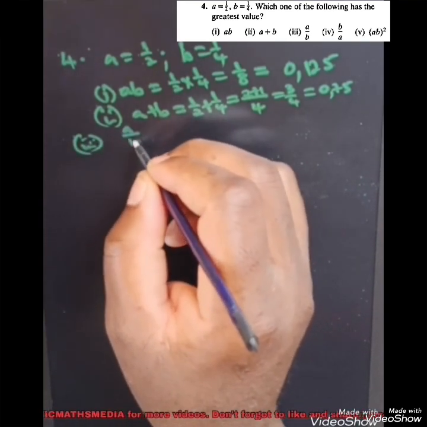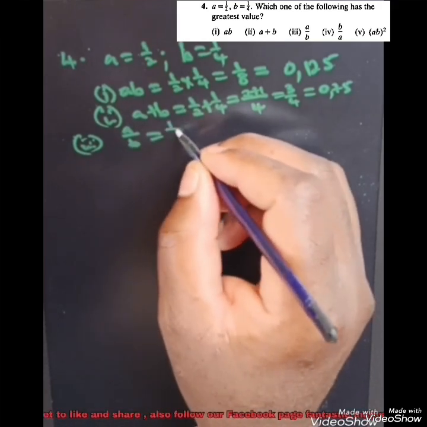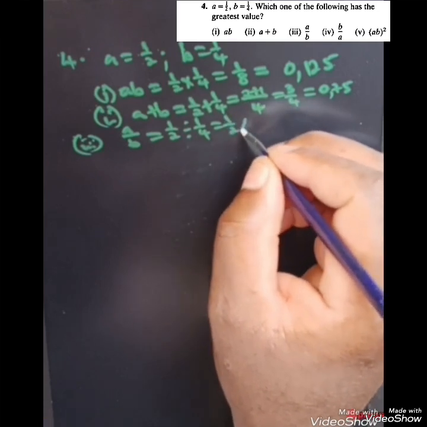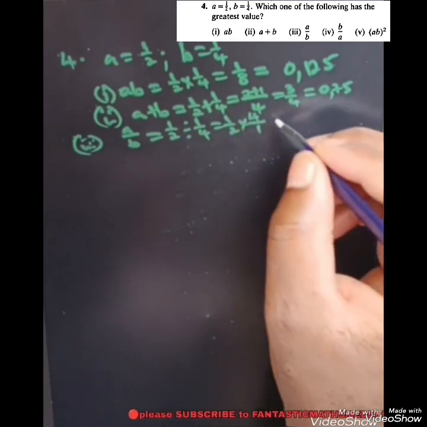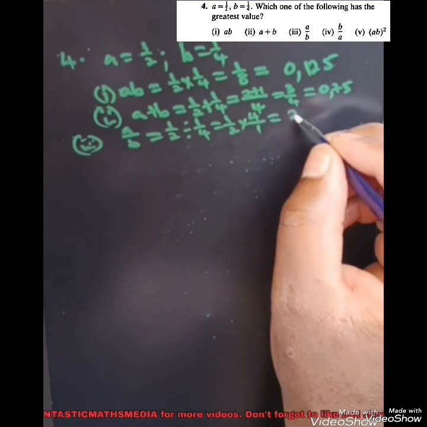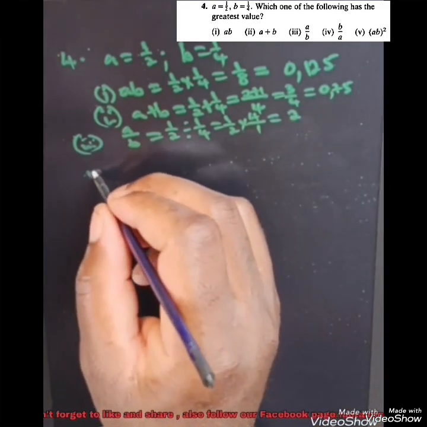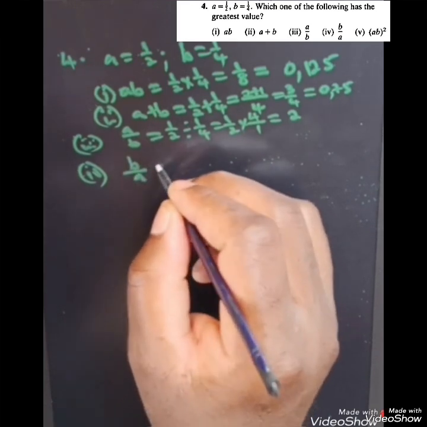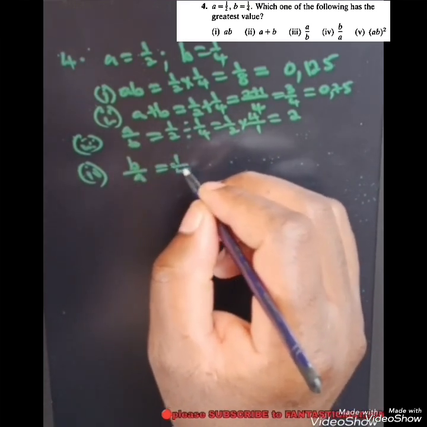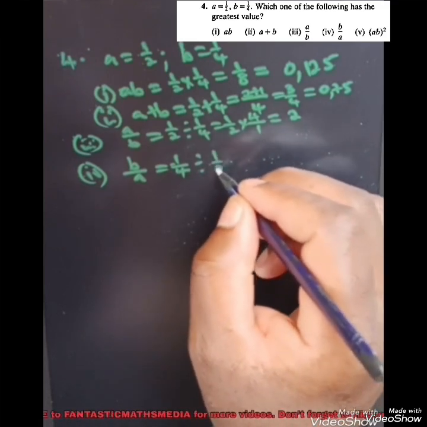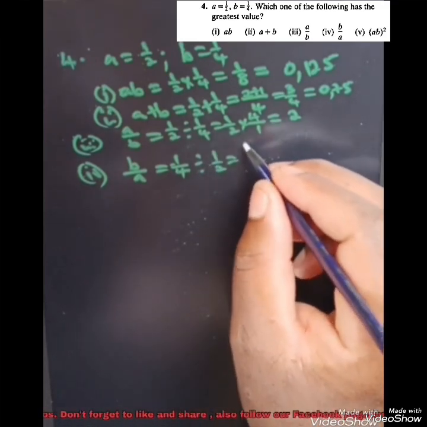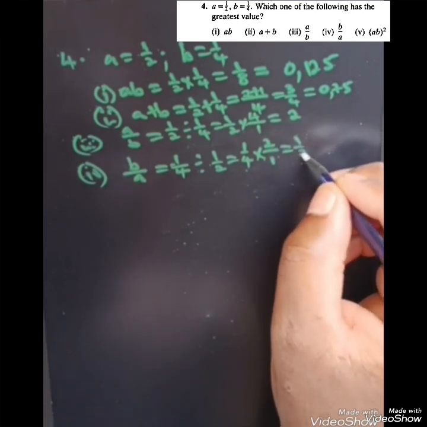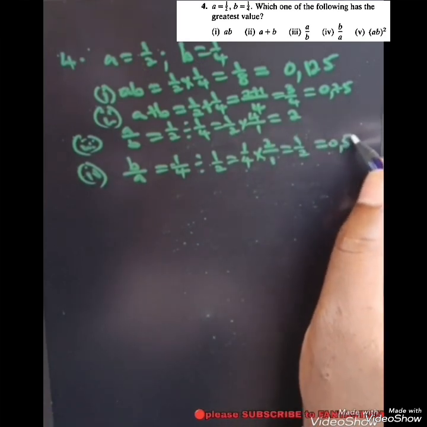A over B: a quarter divided by a half, which is a quarter times 4 over 1, is equal to 2. All right, let's move on to item 4. B over A: a quarter divided by a half. A quarter times 2 gives a half, which in decimal is 0.5.